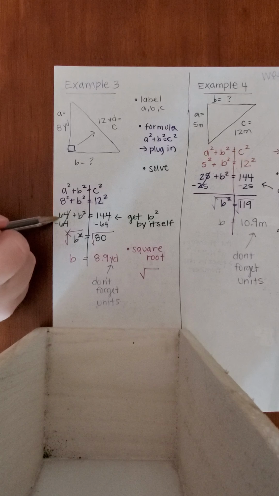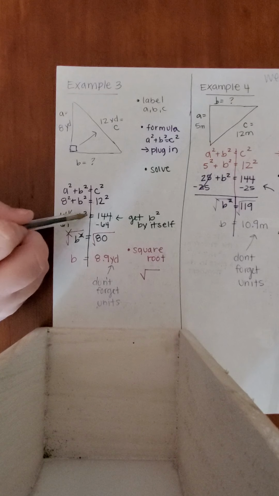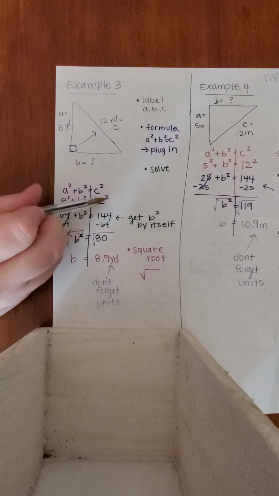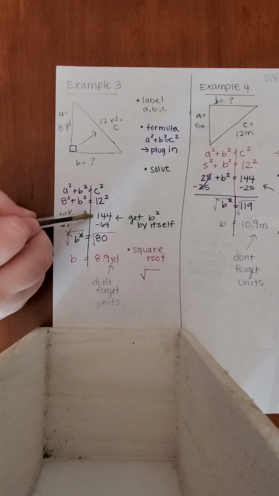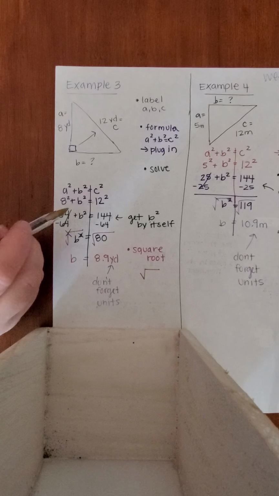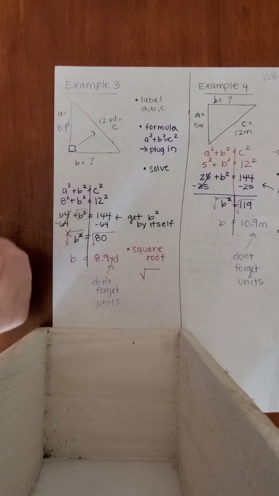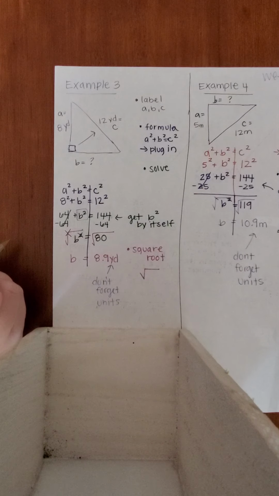8 to the second is 64. So do that first, plus B to the second equals 12 to the second. 12 to the second is 144. It's going to get some big numbers, and that's okay. So we want this B all by itself. The only way we can do that is by doing our one-step equations.